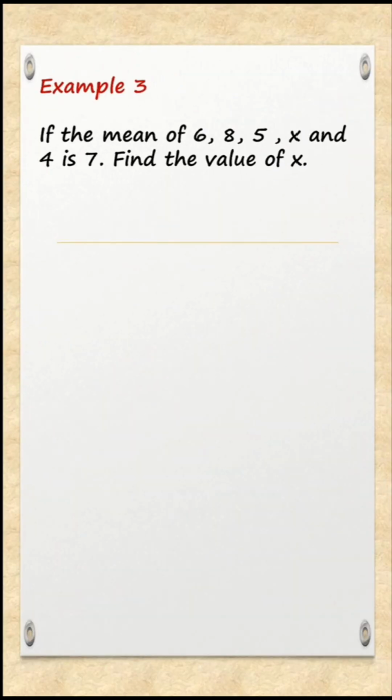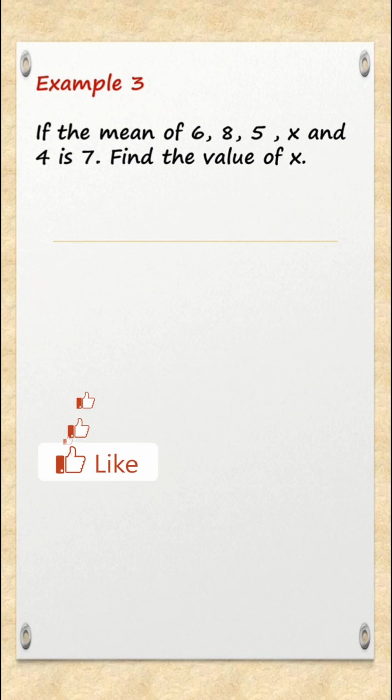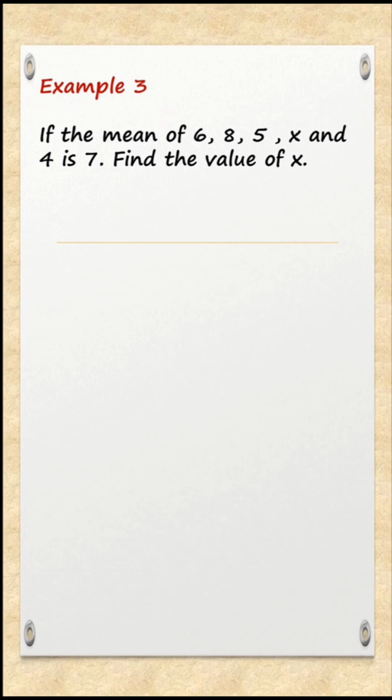If the mean of 6, 8, 5, x and 4 is 7, find the value of x. After reading the question, just check what is given and what you have to find. If you observe the question, they have given the mean and at the same time they have given some observations with one missing observation. Here the missing observation is x, which is an unknown. First write what is given. I have written what are the given observations.